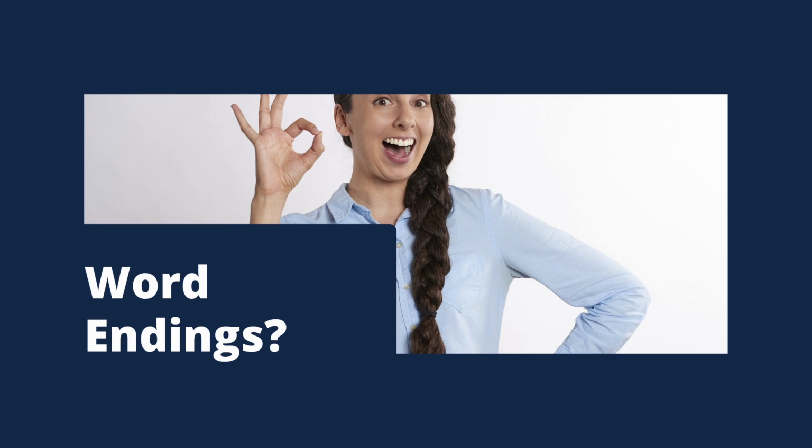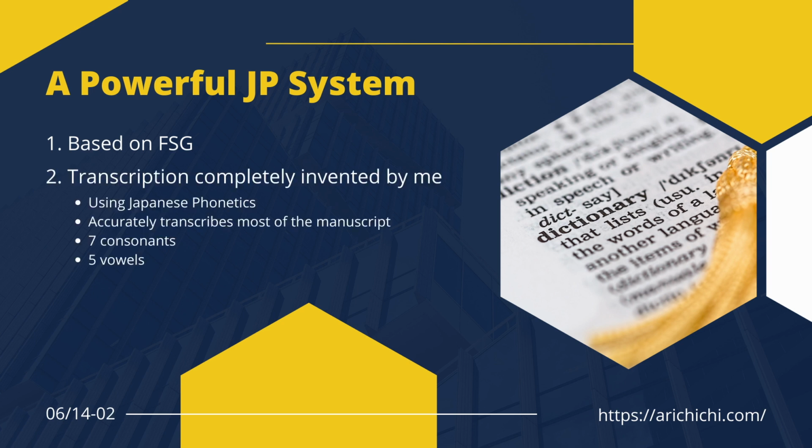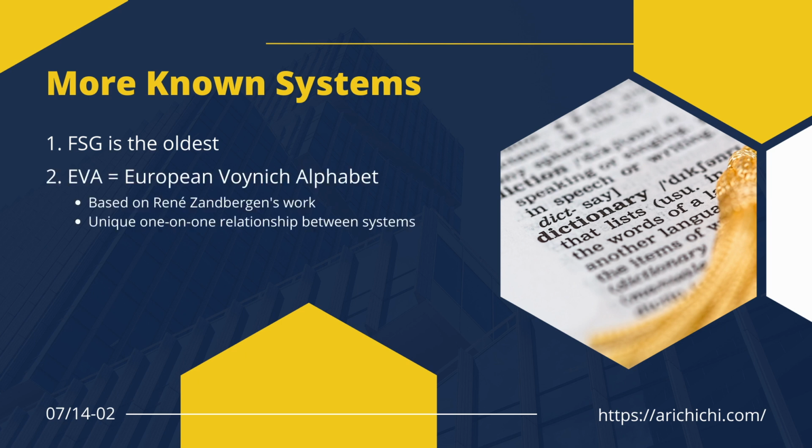the EVA digitization. In this section, I'll explain the methodology I've been using to decode the Voynich Manuscript. My approach is based on the JP system, which stands for Japanese Phonetic System. The JP system is a phonetic transcription system that I devised, that represents Voynichese using sounds from Japanese. To digitize the transcriptions, I've been using the good old FSG digitization scheme, and now, I'm using EVA. EVA stands for European Voynich Alphabet, and it was developed by the Voynich researcher René Zandbergen.